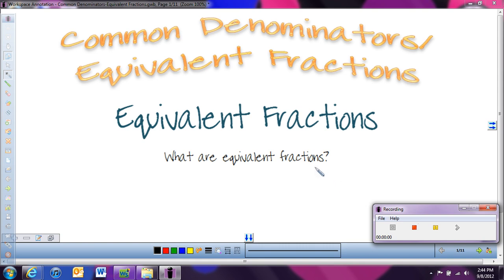Lesson, we're going to be talking about equivalent fractions and common denominators, and we're going to use the idea of equivalent fractions to help us be able to find common denominators. So first of all, what are equivalent fractions?